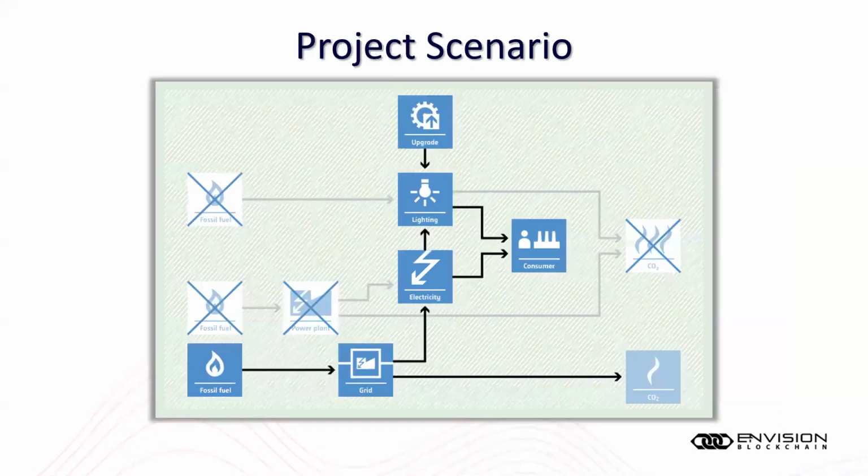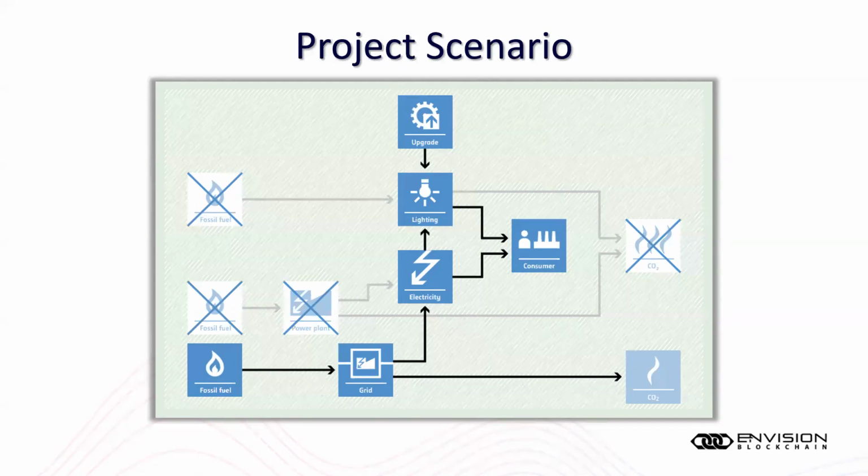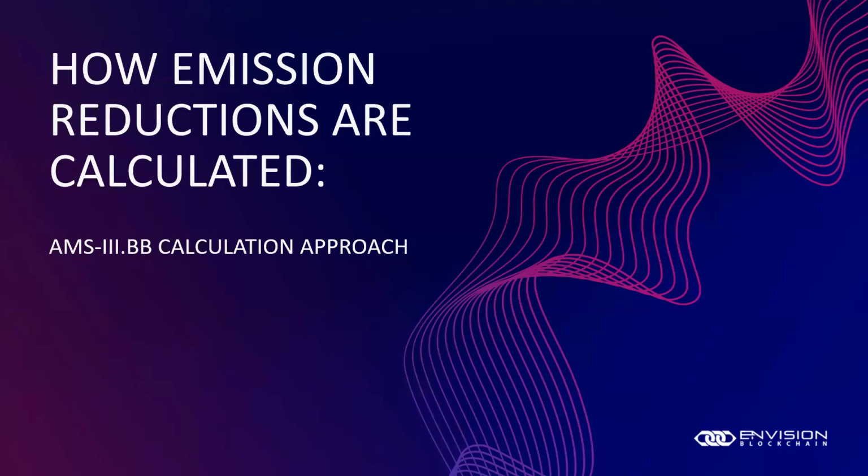Now, if we compare that to the project scenario, we are using fossil fuels that are going to the grid, but are causing less CO2 emissions because the grid might be using a different type of fuel, or maybe they're using renewables. It could be a mix as well, causing less CO2. And that's used for electricity that is then used by the consumer. Now, the lighting can also be upgraded. Maybe you're not using a kerosene lamp and you're using LEDs instead, which are going to use less electricity and cause less emissions.